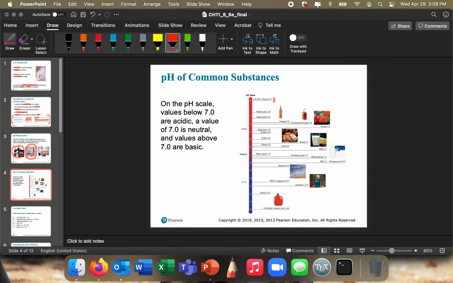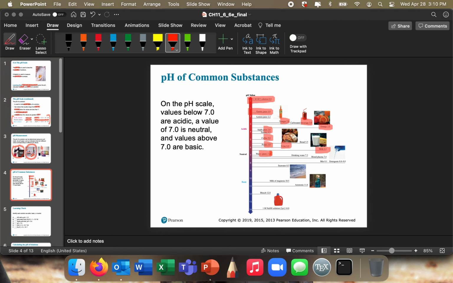If you have a 1 molar HCl solution, the pH is 0. The pH of the juices in your stomach is 1.6. The pH of milk is 6.4. The pH of urine is about 6. An orange is about 3.5. Coke is about 3. Vinegar is about 2.8. Apple juice is 3.8. Tomato juice is not quite as acidic. Coffee is pretty acidic, 5. A potato is also a little acidic.